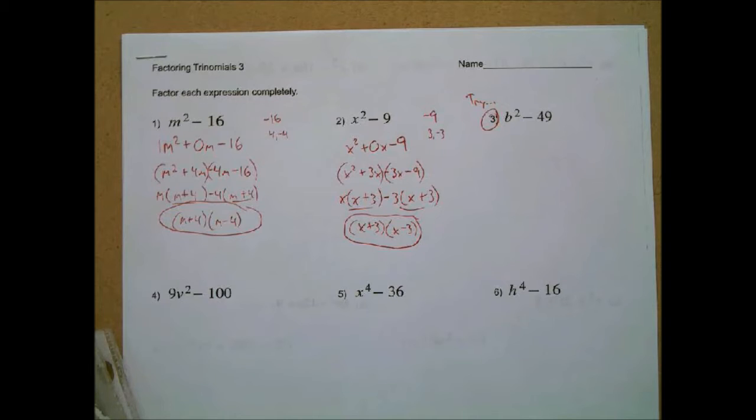You have the right idea, but great. Good job. So 49 times negative 49, does that make negative 49? You want two numbers that multiply to negative 49. So what two numbers multiply to negative 49?